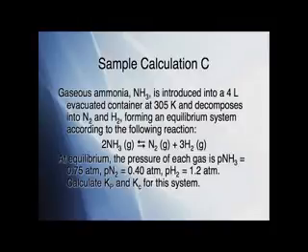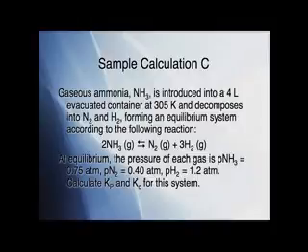Let's try another sample problem here, sample calculation C. We're going to take this reaction and reverse it. So we have gaseous ammonia introduced into a 4-liter evacuated container. Now, when you read evacuated container, what that means is that the container is a vacuum. There's no gas present in it before we introduce the ammonia. The temperature of this container is 305 Kelvin, and once the ammonia is introduced, it will begin to decompose into nitrogen and hydrogen gases, and it forms an equilibrium system according to the reaction that you see: 2NH3 yields N2 plus 3H2.